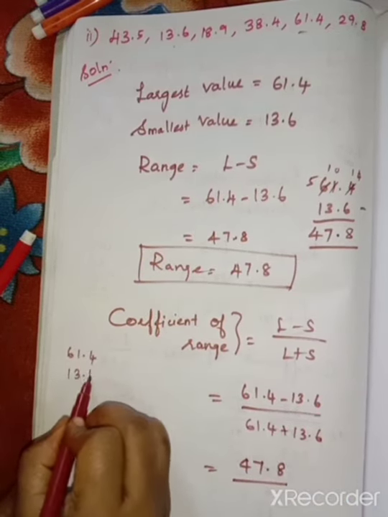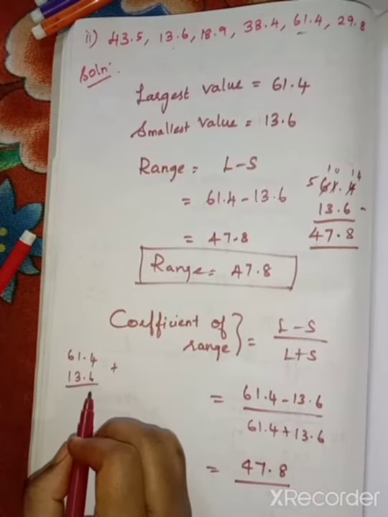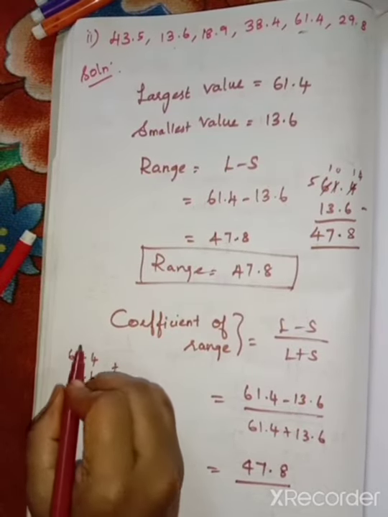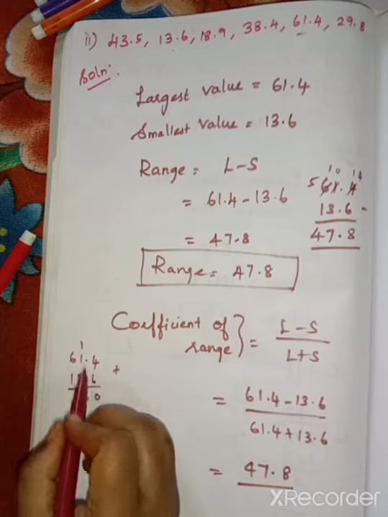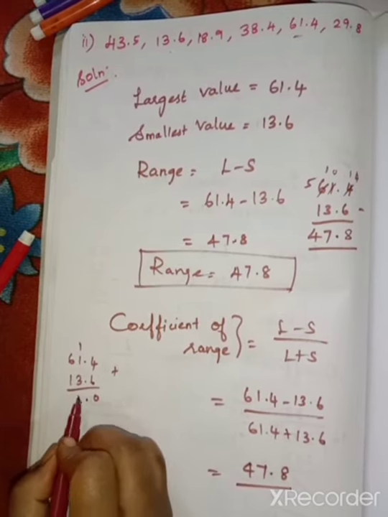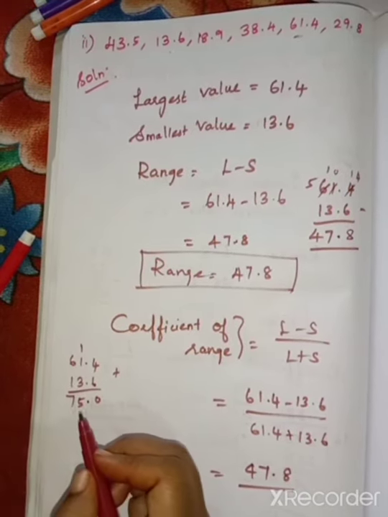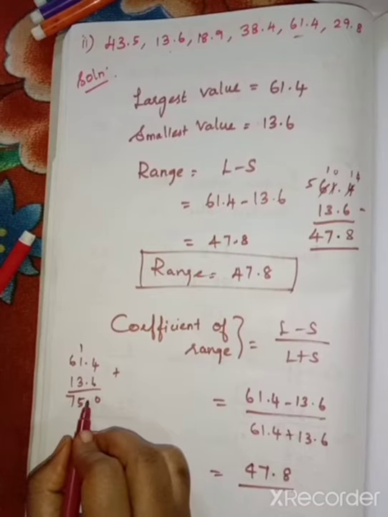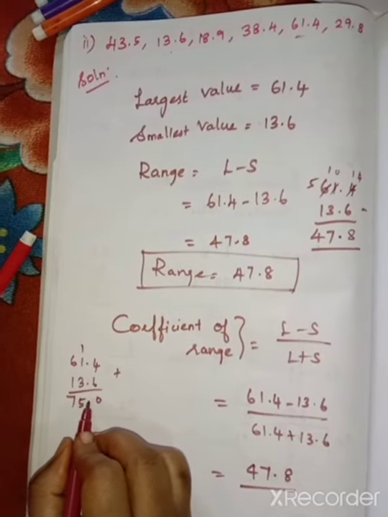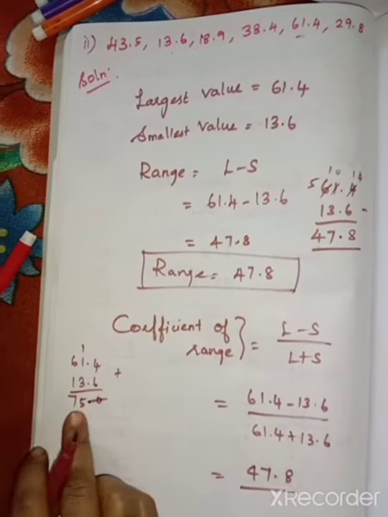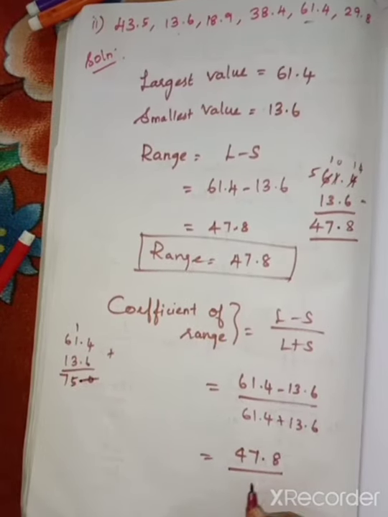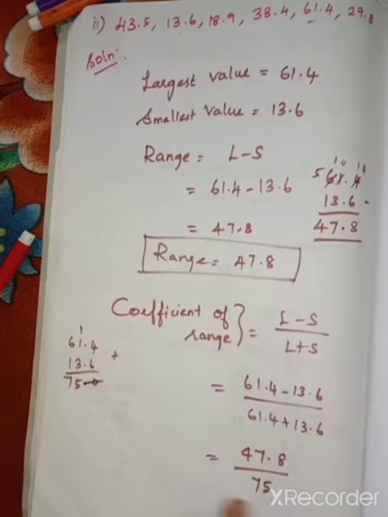61.4 plus 13.6. So 6 plus 4 is 10, remaining 1. The decimal point is there. So 4 plus 1 is 5. Here 6 plus 1 is 7. After the decimal, if it is 0, the decimal also cancels and it will be a whole number. So the value is 75.